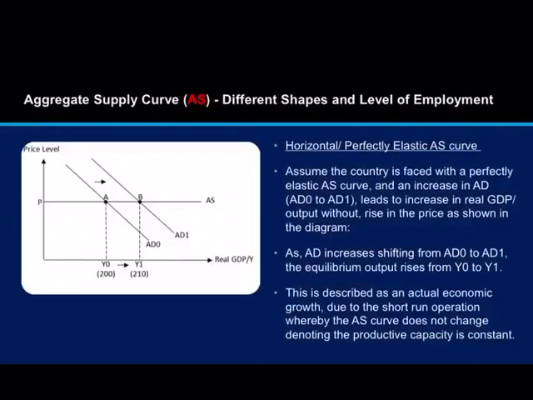Because we are using the AS and AD framework, this is the AS in the short run. AS also can be divided into short run and long run. AS vertical is what? It is long run. Aggregate supply in the long run is vertical. Aggregate supply in the short run is a horizontal line. So this is an application of actual economic growth in the ADAS framework.